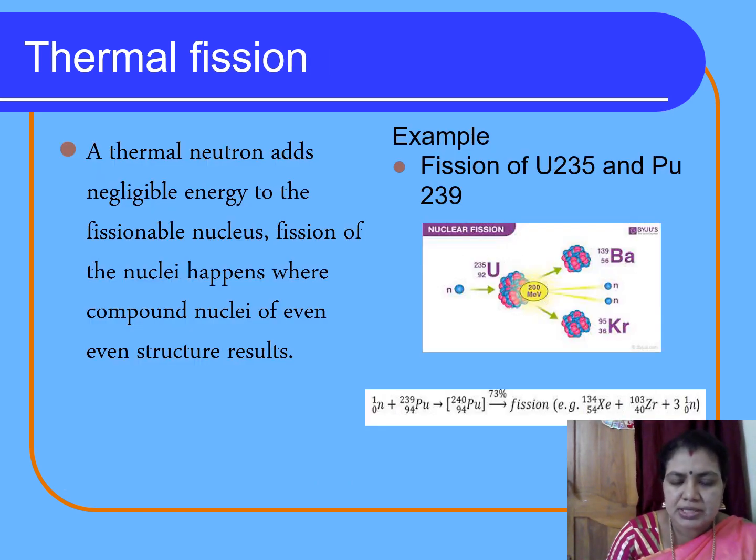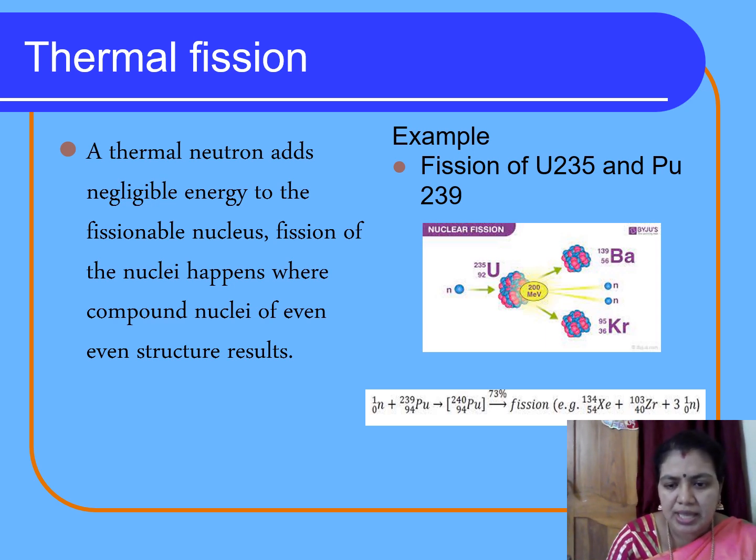Now the first type, thermal fission, could be defined as that type of fission where a thermal neutron adds negligible energy to the fissionable nucleus and the fission of the nuclei results in compound nuclei of even structure. And the best example could be the fission of uranium-235 and plutonium-239.